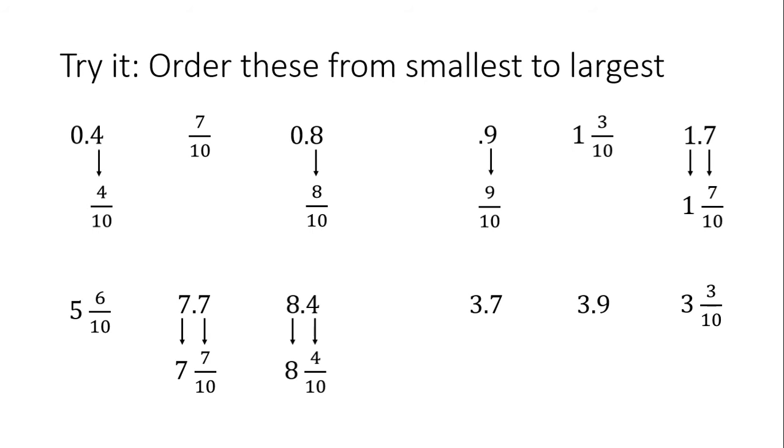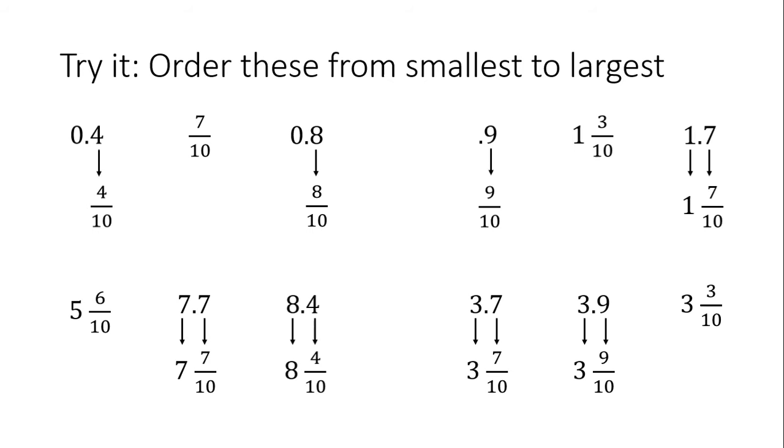Finally, 3.7. Well, 3.7 is the same as 3 and 7 tenths, so write it like a fraction. 3.9 is the same as 3 and 9 tenths, so write it as a fraction. And 3 and 3 tenths is already like that. Now what?